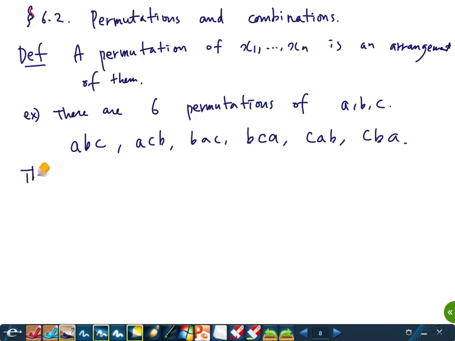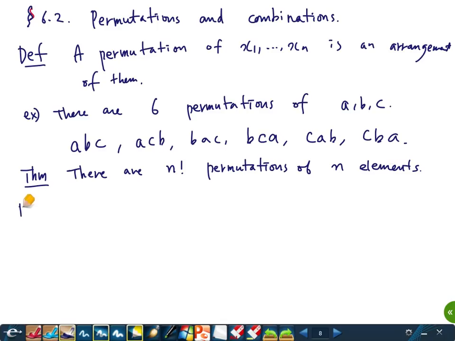And in general, the number of permutations of n elements is very easy. Very nice, simple formula. There are n factorial permutations of n elements. Proof. Yeah, the proof is also easy. We can use the multiplication principle.